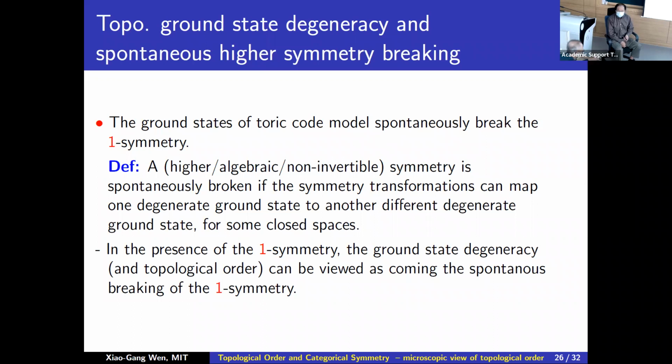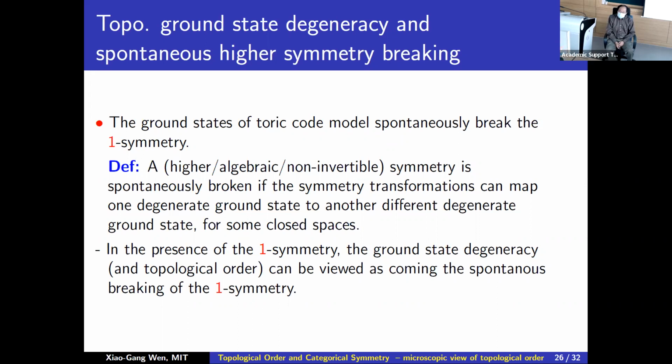Question: physically, how can you break this one-form symmetry spontaneously by just lowering the temperature? The system should choose one of the... No, it's not a temperature change. Here we always consider the zero temperature ground state. So we tune a parameter, like changing the magnetic field, or squeezing the system, at an intermediate energy scale. Intermediate energy scale really means that.